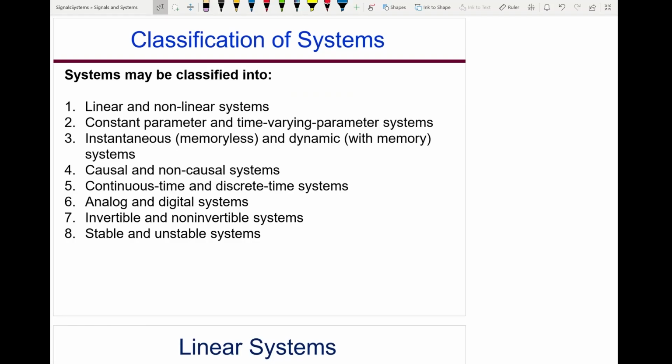So the first classification is linear and non-linear system, time varying or time invariant system. Is it an instantaneous system or dynamic system? Causal, non-causal system, continuous or discrete system, analog and digital system, invertible and non-invertible system, and stable and unstable system. We're going to go through each one of them in detail.